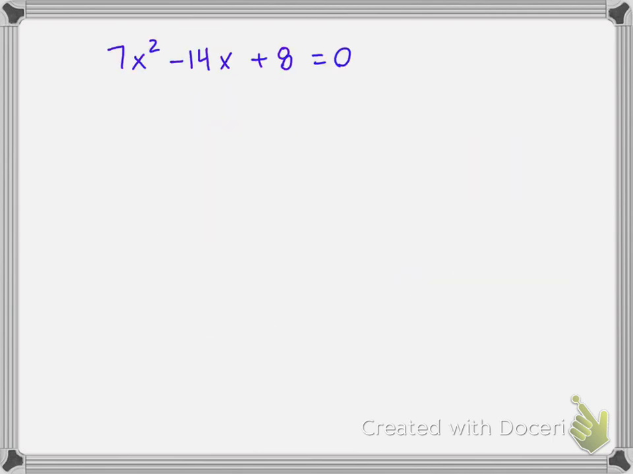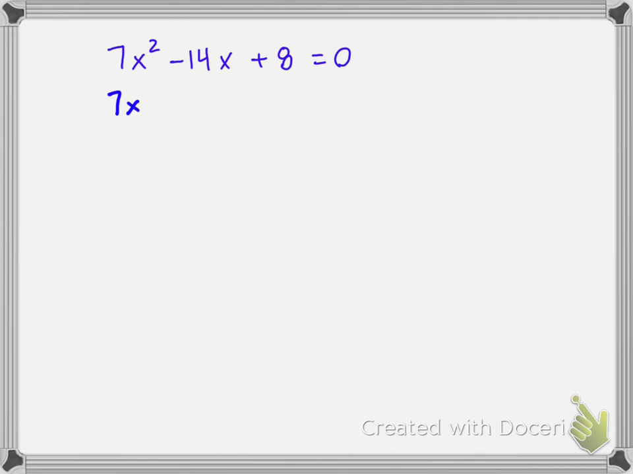Last example I give you is 7x squared minus 14x plus 8 equals 0. Again, in this case, you want to ask yourself, when completing the square, can I ignore that c term? Yes, I can. Move it to the other side. And then number 2, is the a value equal to 1? In this case, no, it's equal to 7, so I can't ignore it. I'm going to have to factor it out, but I'll do that after I move the 8.